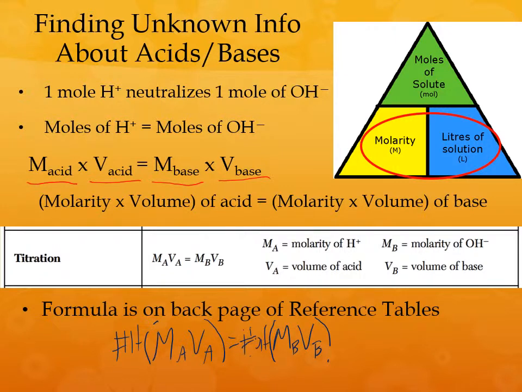I don't know why my pen's not working, it's only writing half the stuff, but that should say number of H's times MAVA equals number of OH's times MBVB. Hopefully my pen works better in the next couple slides, or this is going to be really, really tedious.